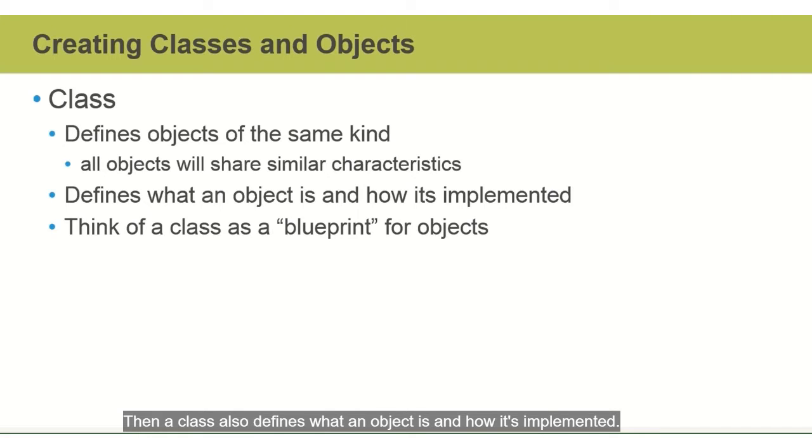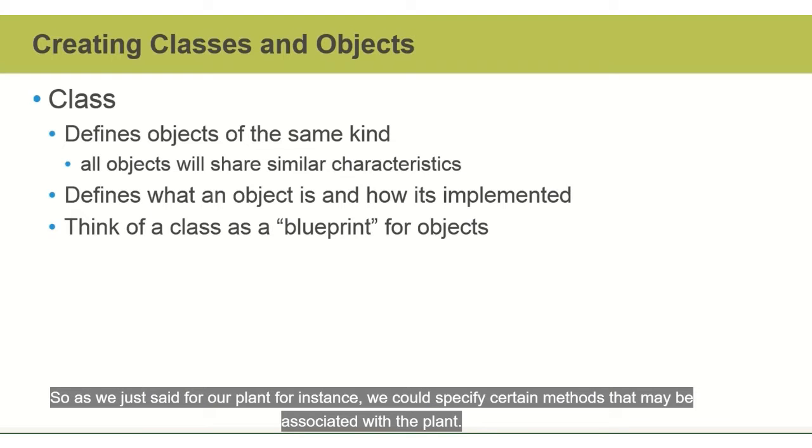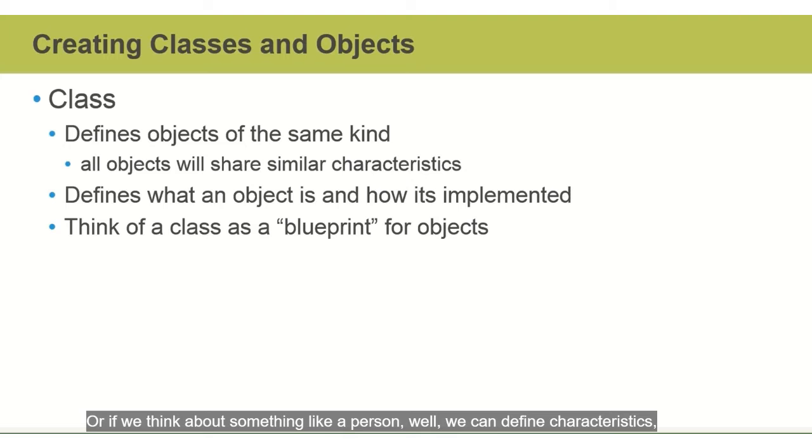Then a class also defines what an object is and how it's implemented. So, as we just said, for our plant, for instance, we could specify certain methods that may be associated with the plant. Or if we think about something like a person, well, we can define characteristics, such as first name and last name, and implement those as either data values or maybe even other objects inside our class definition. And you can think of a class as a blueprint for objects.